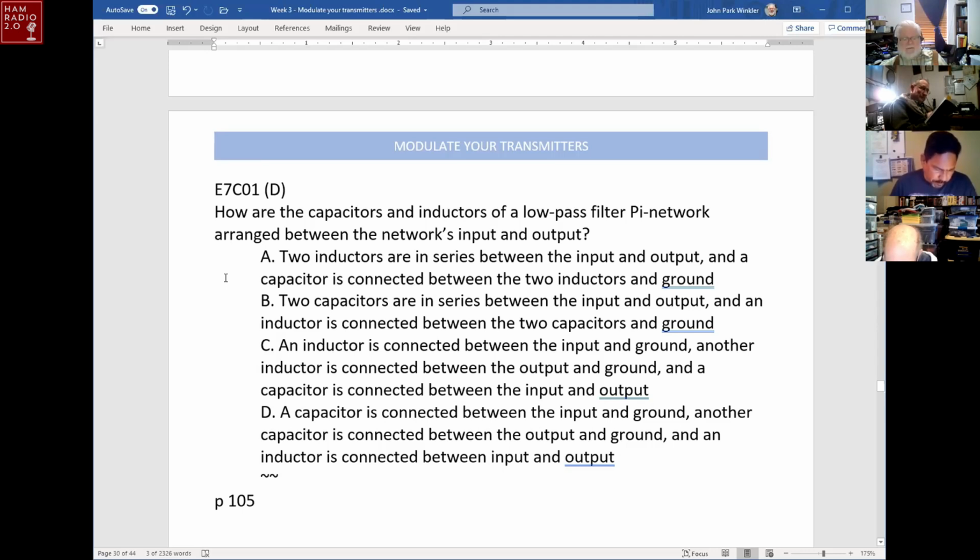And you see in that diagram 2 capacitors, one on the input, one on the output, with an inductor in between. And that is a pi network low-pass filter. And the answer is D. A capacitor is connected between the input and ground. Another capacitor is connected between the output and ground, and there's an inductor in between.